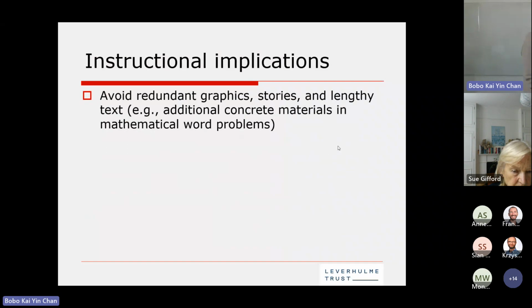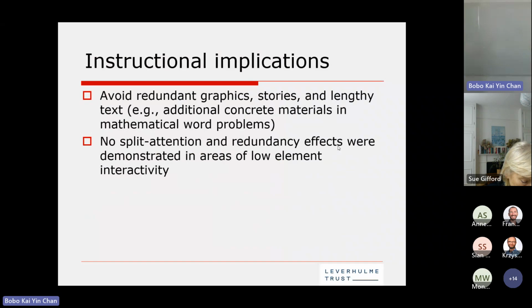What are the implications? Avoid any redundant and unnecessary graphics, unnecessary stories and unnecessary text. Again, an example is that mathematical word problem that sometimes describes too many things that are not really relevant to the task itself, kind of contextual things that could distract attention and are not really necessary. Some comments: if we have low element interactivity, simple materials, then as we discussed before, extraneous cognitive load really wouldn't matter, whether it's high or low, because the task is simple as that. Therefore, no effects were actually demonstrated in those areas. It's only for relatively more complex tasks.